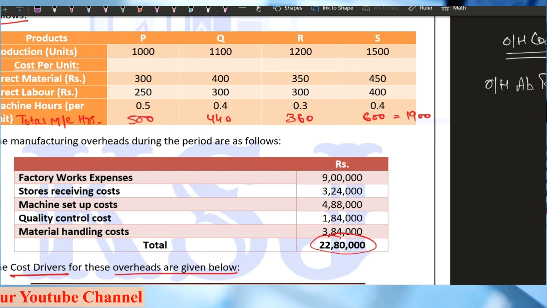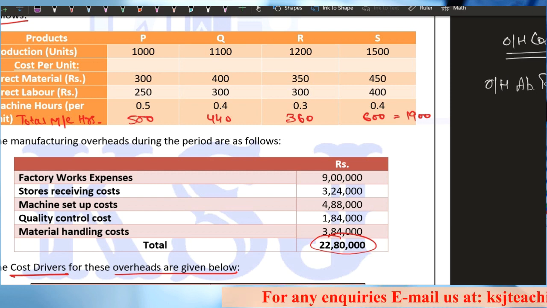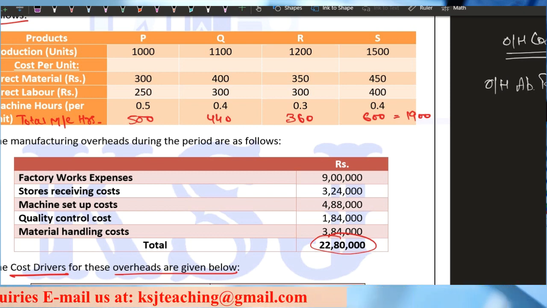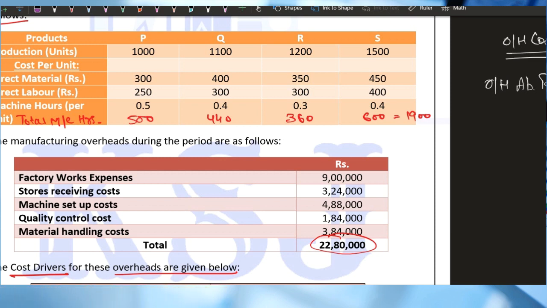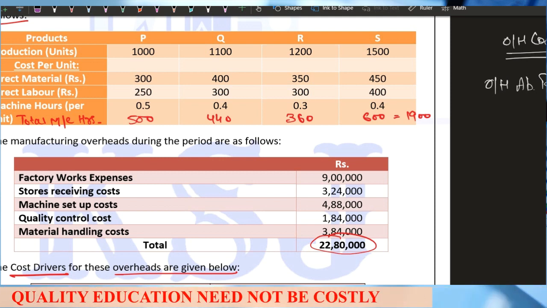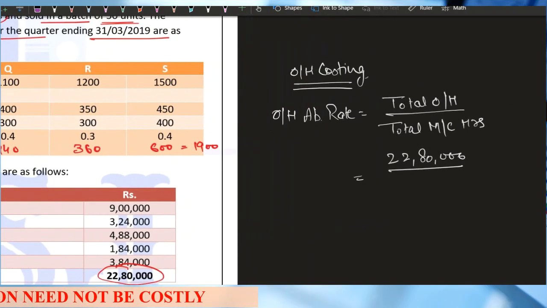Do not take 0.5 plus 0.4 plus 0.3 plus 0.4. That is for 1 unit. And the overheads are for all the units. So I need the machine hours for all the units. When we did the chapter of overhead costing, there also I told you both the parameters should be same. If the overheads are for 1 unit, the machine hour will be for 1 unit. If the overheads are for all the units or for the whole year, the machine hours are to be taken accordingly. If you are taking overheads of 22,80,000, which are for all the units produced, the machine hours also have to be total, that is 1900.